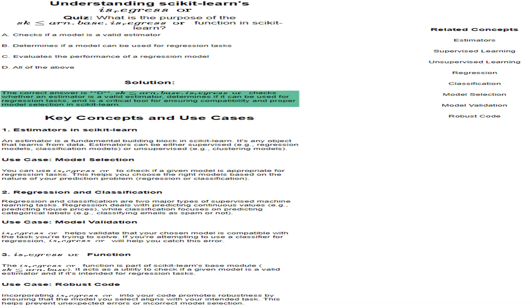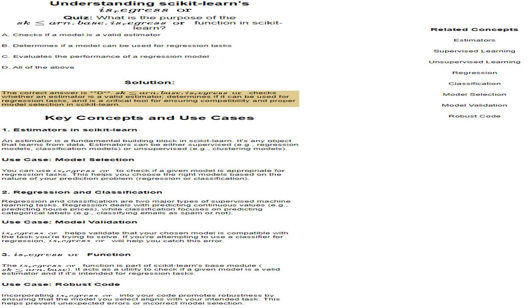isRegressor verifies if the model's architecture and algorithms are designed to handle such continuous output predictions. The correct answer is D. sklearn base isRegressor checks whether an estimator is a valid estimator, determines if it can be used for regression tasks, and is a critical tool for ensuring compatibility and proper model selection in sklearn.